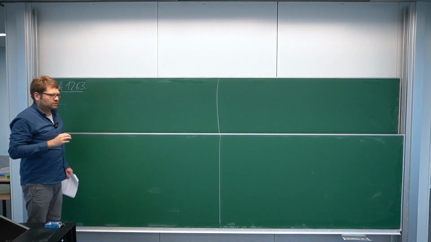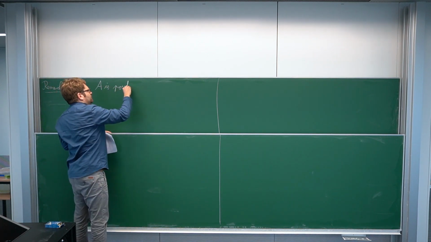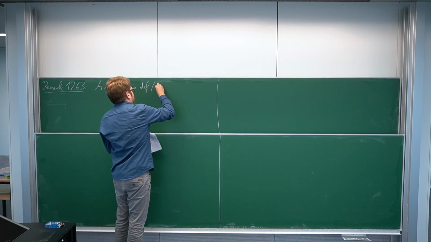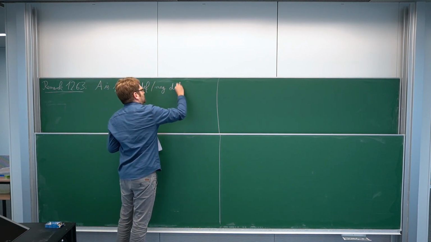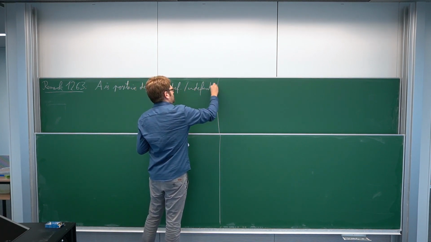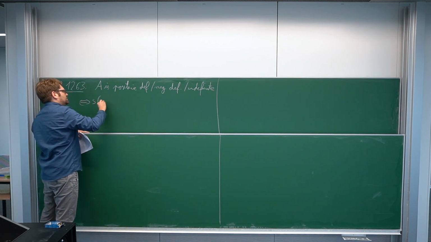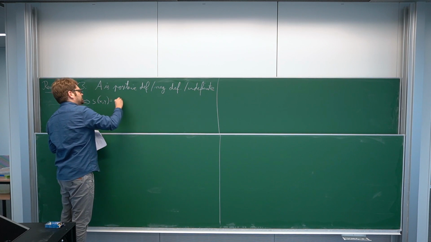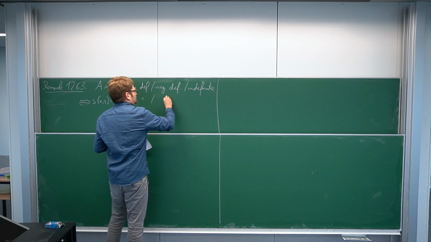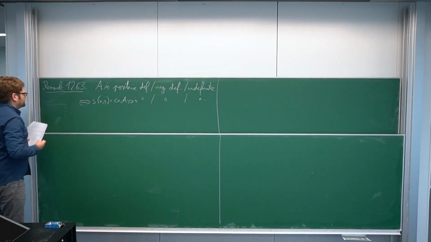Let me fix as a remark what I've already mentioned. A matrix is by definition positive definite, or respectively negative definite, or indefinite if and only if the induced bilinear form has this property. So this is just by definition. So if and only if the bilinear form s(x,y) = x, Ay is positive definite or negative definite or indefinite. So these cases just correspond to each other.